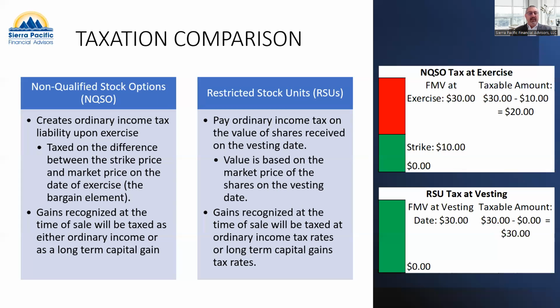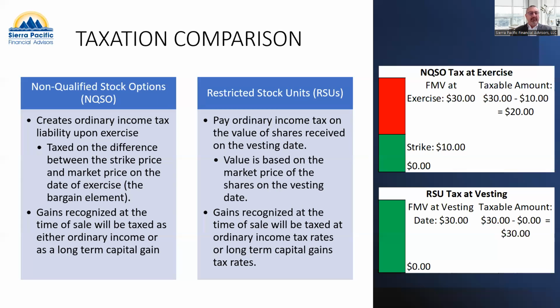In terms of the tax at exercise, you can see here in this table, for the non-qualified option, it had a strike price of $10 and the fair market value at exercise was $30. So this delta, this $20, is the amount you get taxed on as ordinary income tax when you exercise your non-qualified stock options.